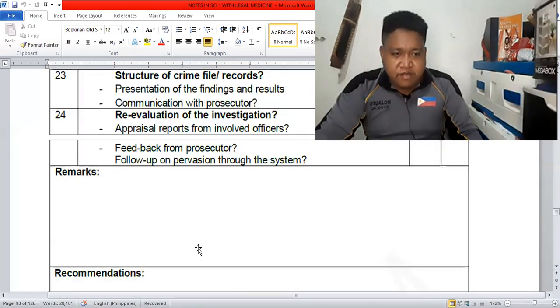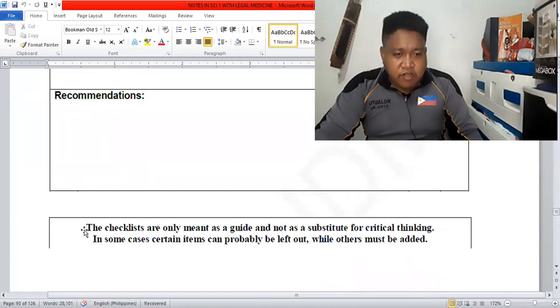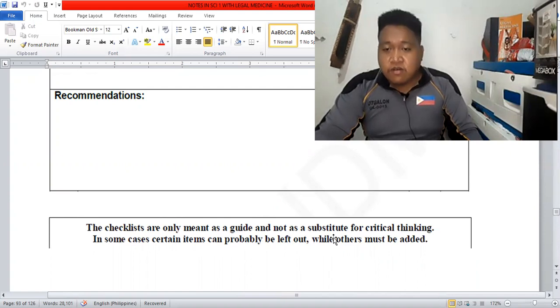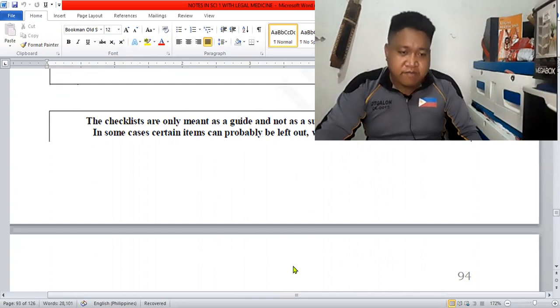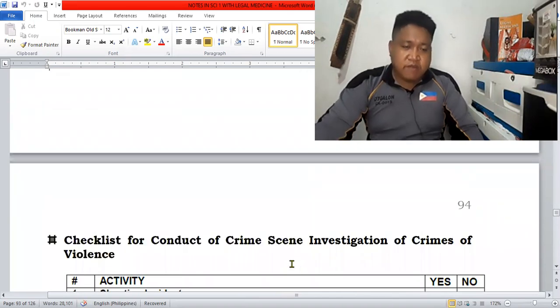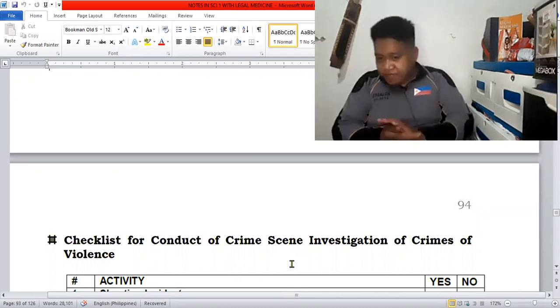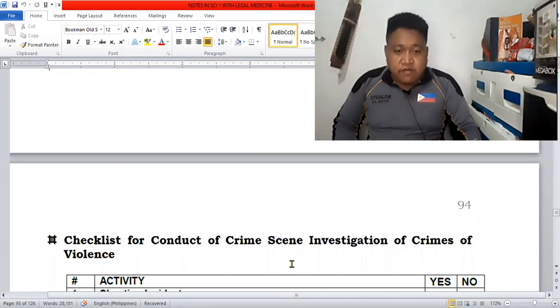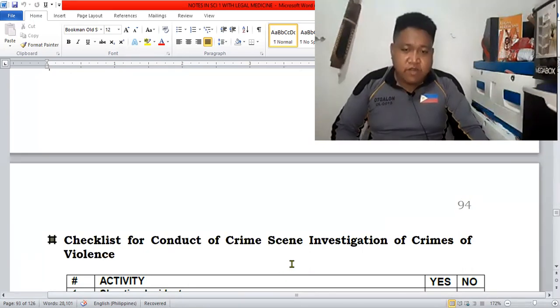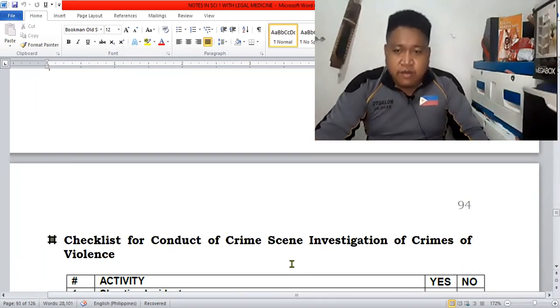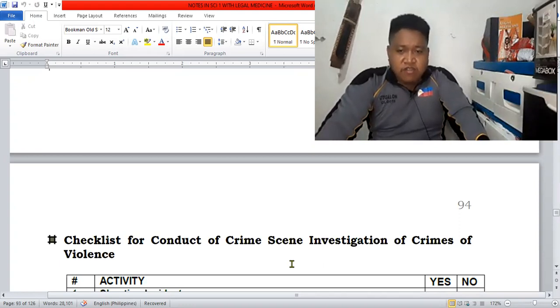Again, it is mentioned here, the checklists are only meant as a guide and not a substitute for critical thinking. In some cases, certain items can probably be left out while others must be added. All right. So the next topic is a checklist for the conduct of crime scene investigation, especially crimes of violence. And again, what are the crimes of violence? These are murder, homicide, parricide, and similar crimes.